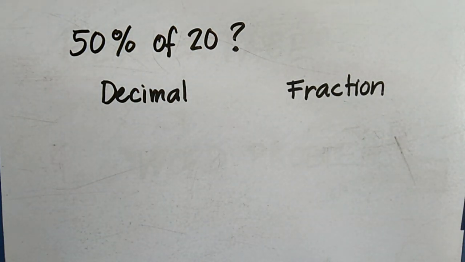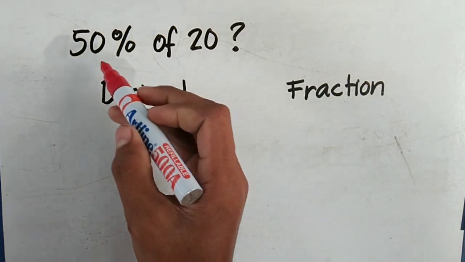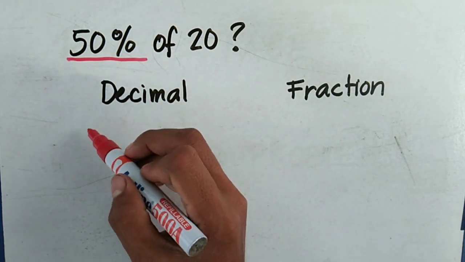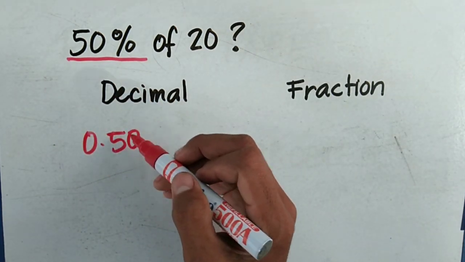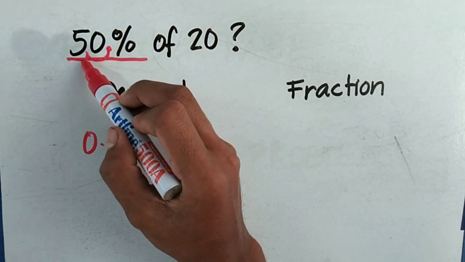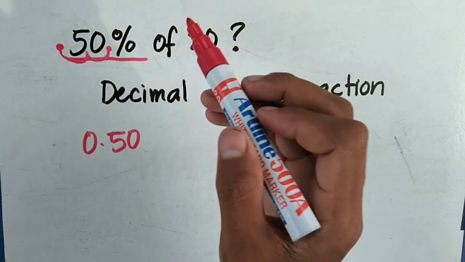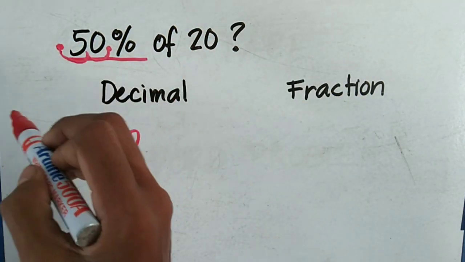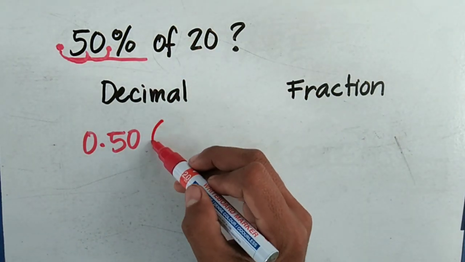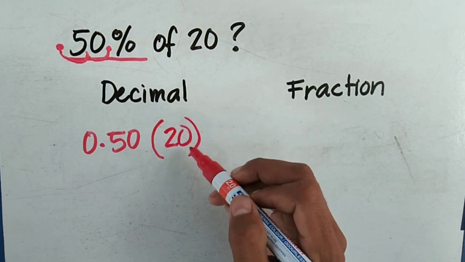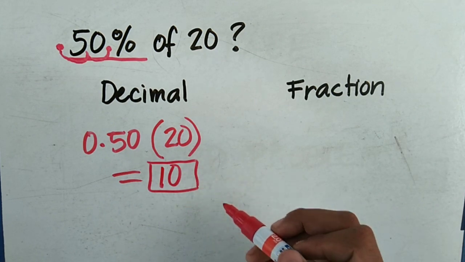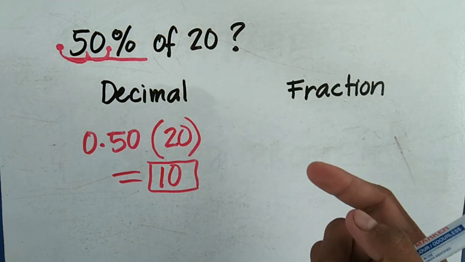Dito sa decimal, ang gagawin natin is i-convert natin tong percent sa decimal. So pag kinonvert mo yan, magiging 0.50. Bakit? Kasi pag percent andito yung decimal place, mag-move lang tayo ng dalawang beses sa pa-left. So 0.50, and since walang number sa left, lalagyan natin ng 0. And of means multiply 20. So pag sinolve natin to, 10. This is the answer.